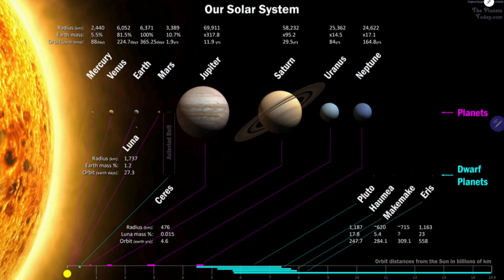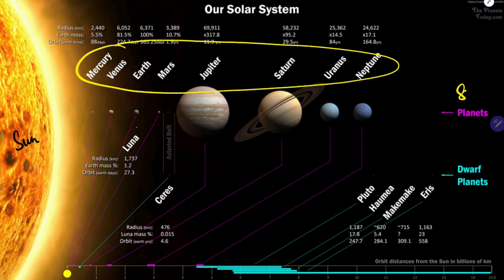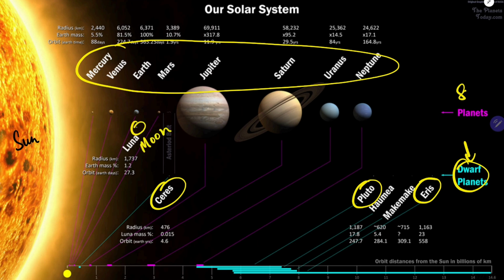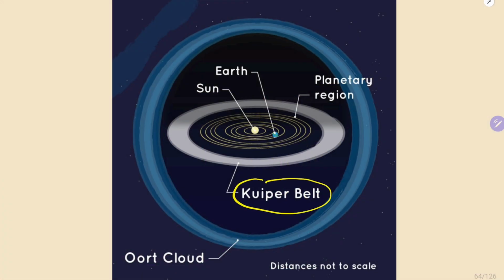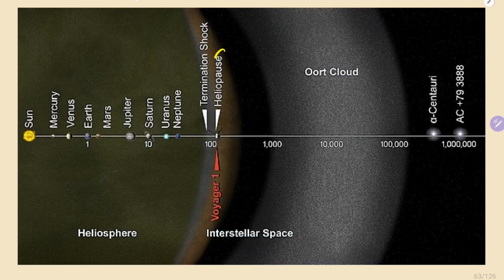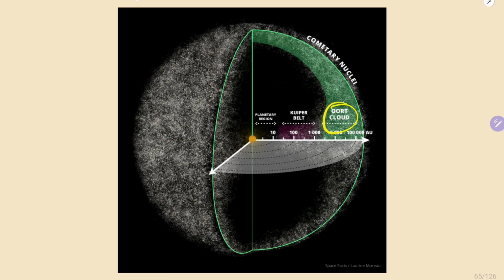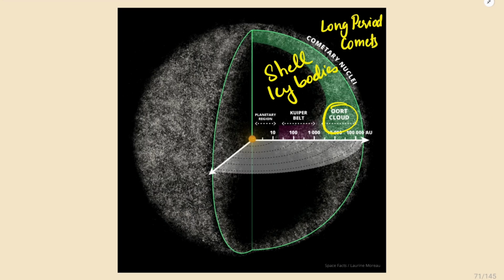Our solar system consists of the Sun, our star, 8 planets, that is Mercury to Neptune, dwarf planets like Pluto, Eris, and Ceres, natural satellites like the Moon, and minor bodies like asteroids, meteoroids, comets, and debris. Beyond Neptune, we have the Kuiper Belt that contains icy objects. And at the edge of our solar system, we have the heliopause and the Oort cloud. The Oort cloud is the outermost shell of icy bodies and the birthplace of long period comets.